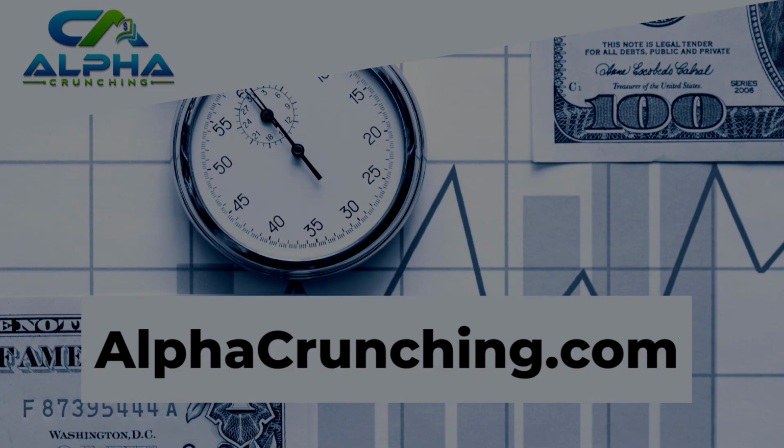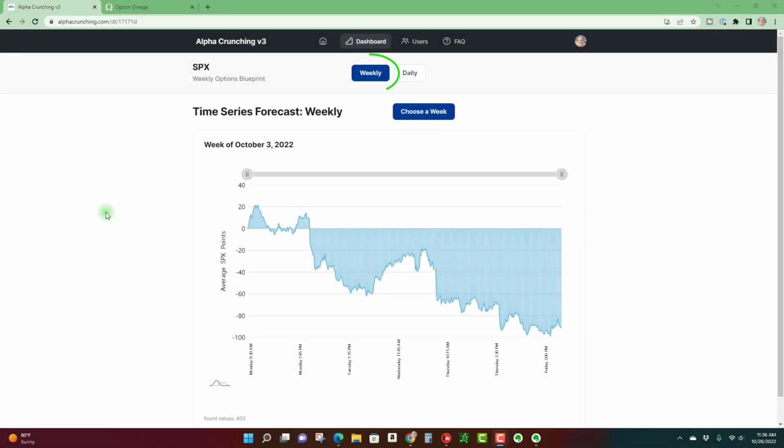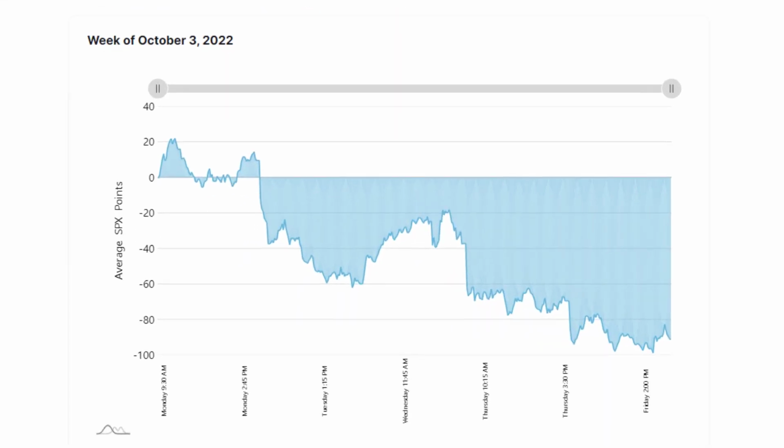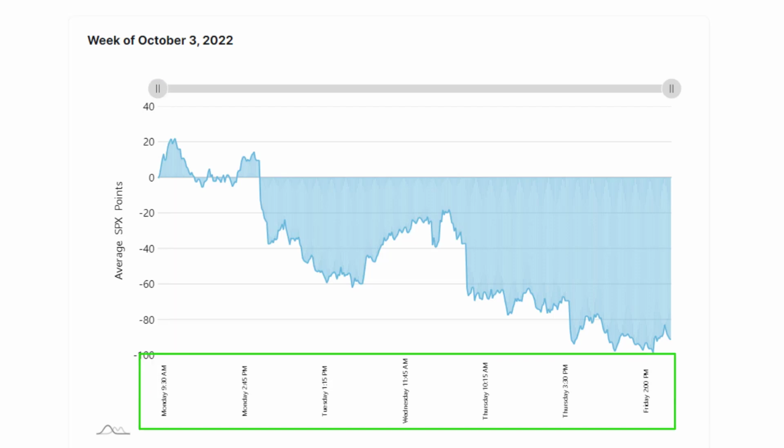Now let's get into the video. In this video, we're going to look at the weekly time series chart of SPX from alphacrunching.com. And let's talk about how the chart is set up first. On the y-axis, we have the average number of SPX points. And on the x-axis, we have time, which includes the day of week and time of day.